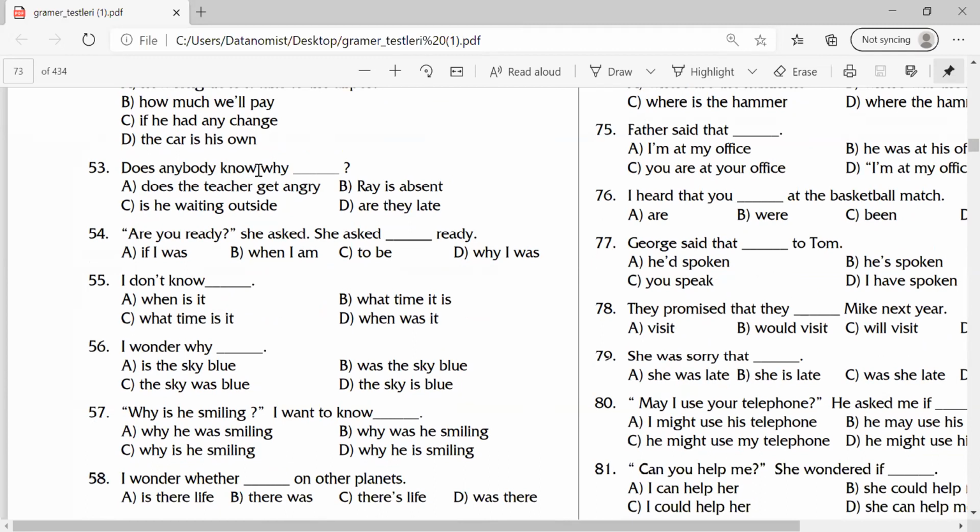Does anybody know what? Though this fellow has given a question mark here, it doesn't mean this should be in a question form. This question mark is there. Okay. Now, anyway, I'll come back to this, guys. I want to give you on the board. See here.